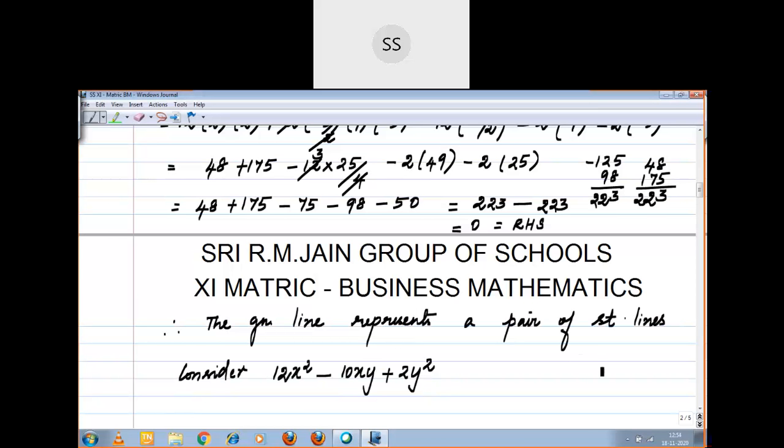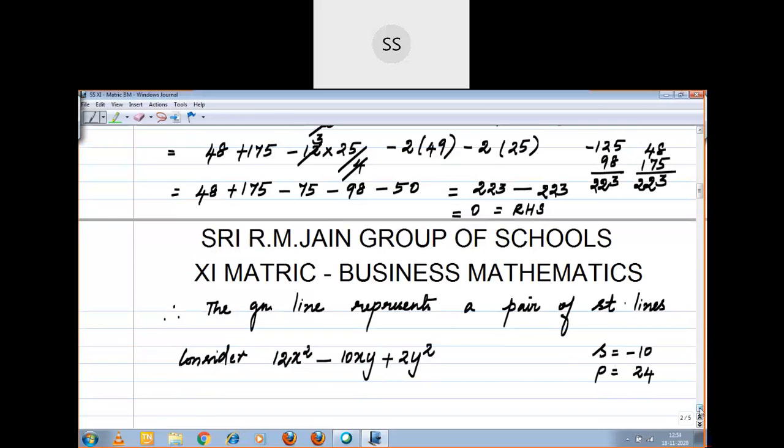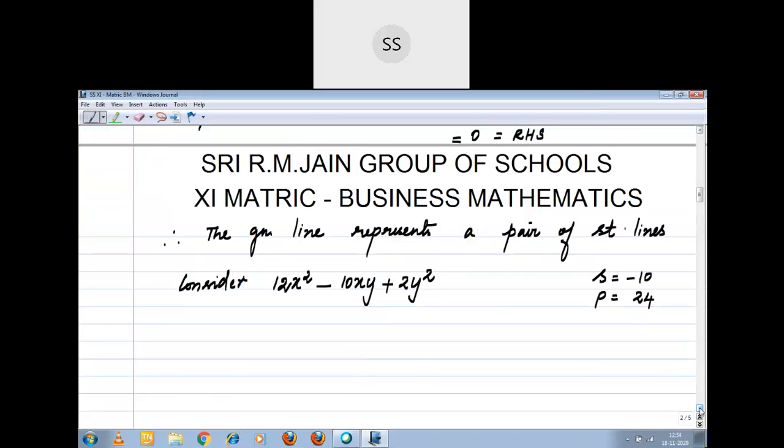Now you are going to factorize, the same procedure that you learnt in the 10th standard, that is quadratic. Sum equal to minus 10, product equal to 24. Product equal to 24. That means what is the possibility? Sum is negative, product is positive. Sum is negative, product is positive means how can you factorize?